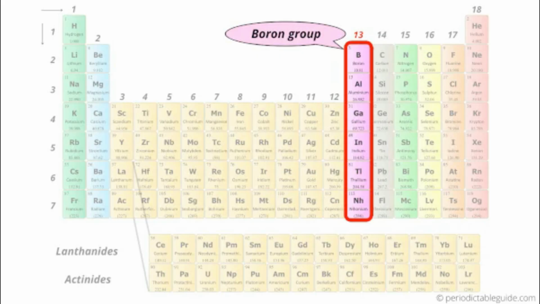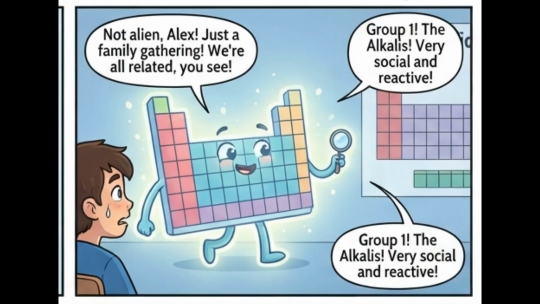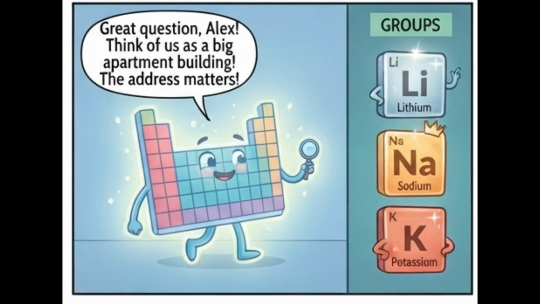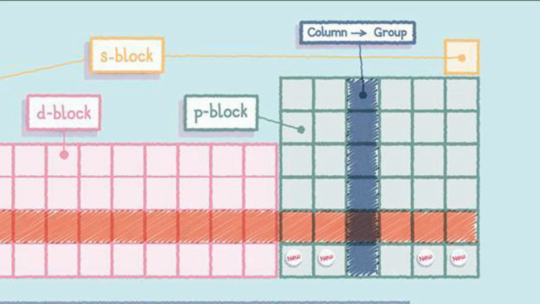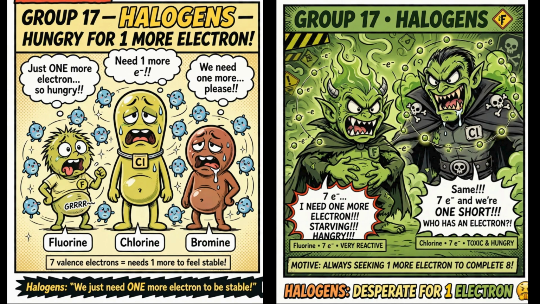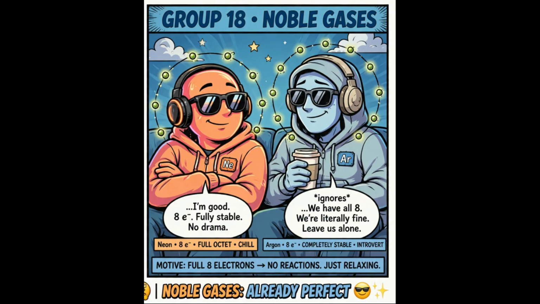The main reason group members act alike is that they have identical valence electrons in the outermost shell. For instance, all elements in group 1, the alkali metals like lithium, sodium, and potassium, have just one valence electron, making them dangerously reactive. Meanwhile, group 17 features the toxic halogens, for example fluorine and chlorine, and group 18 features the introverted noble gases, who are totally stable and refuse to talk to anyone because their shells are full.